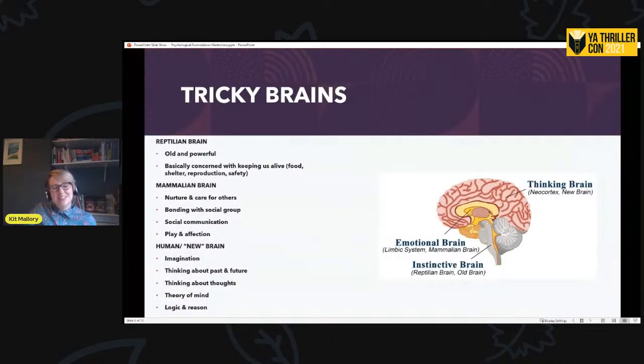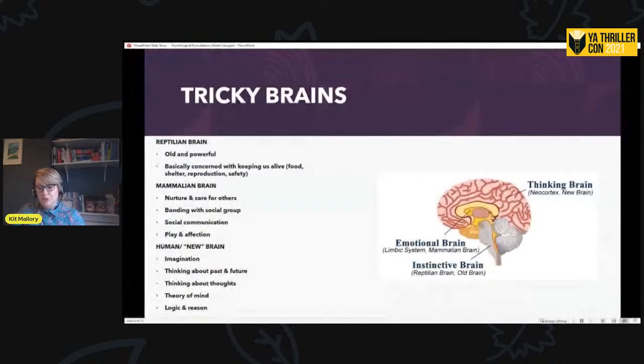So basically, our brains are made up of 3 parts. They all developed at different stages in our evolution. Sometimes they work together as a well-oiled machine. Sometimes, especially when we're in high stress, high threat situations, they can almost behave as 3 separate systems, and they all have their own competing demands and priorities. Sometimes these can clash a little bit, so that can be tricky for us.